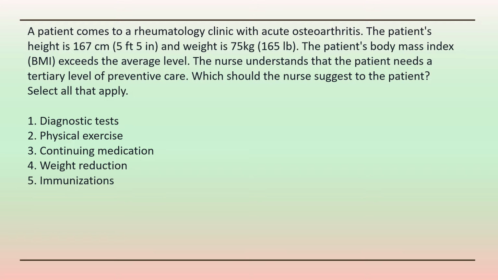A patient comes to a rheumatology clinic with acute osteoarthritis. The patient's height is 167 centimeters, 5 feet 5 in, and weight is 75 kilograms, 165 pounds. The patient's body mass index (BMI) exceeds the average level. The nurse understands that the patient needs a tertiary level of preventive care. Which should the nurse suggest to the patient? Select all that apply. 1. Diagnostic tests. 2. Physical exercise. 3. Continuing medication. 4. Weight reduction. 5. Immunizations.